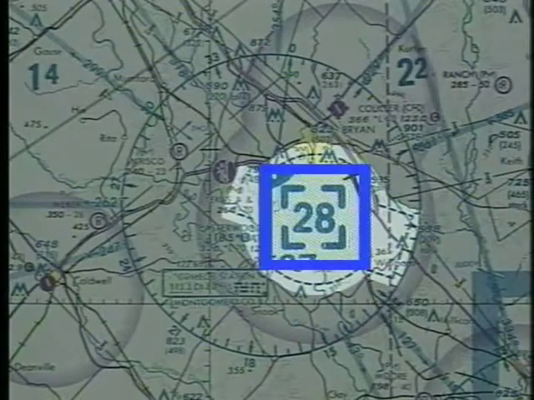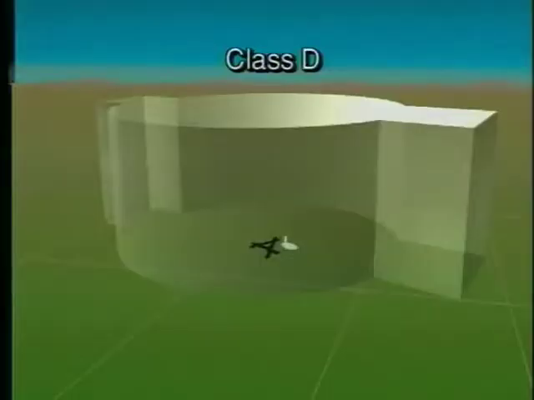Sectional charts also depict the MSL ceiling of Class D airspace. Normally, this is 2,500 feet above the airport elevation, rounded off to the nearest 100-foot increment. However, if conditions warrant, the ceiling may be higher or lower than the typical 2,500 feet.